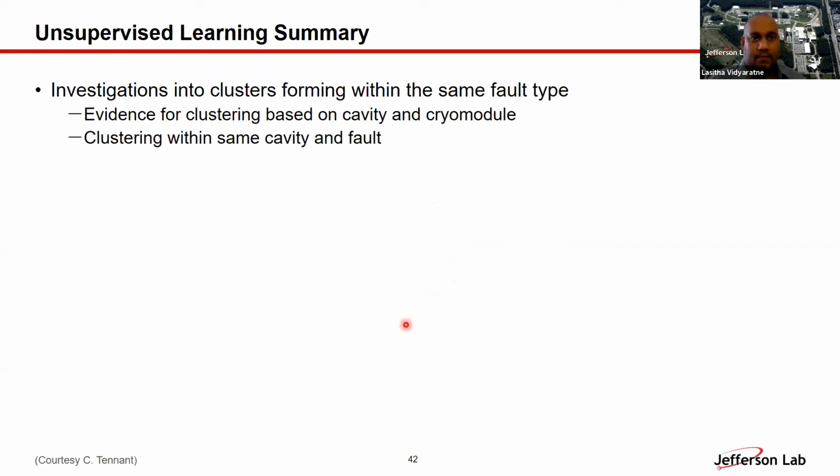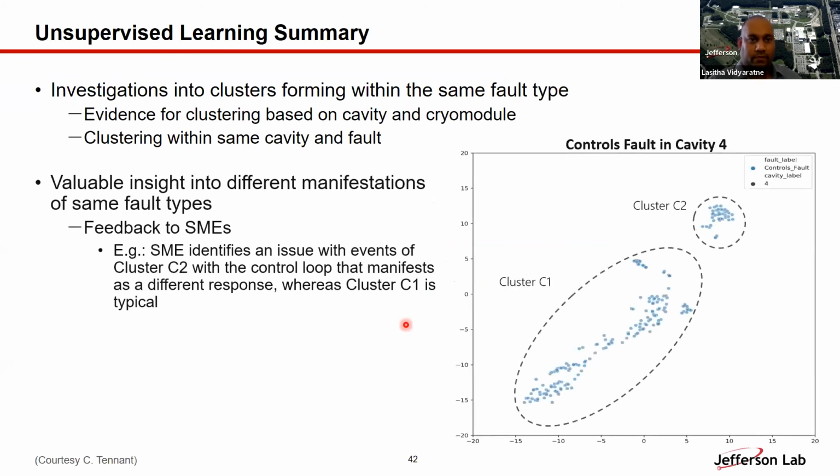And we also see some clustering within the same cavity and the fault itself. We could use this valuable insight into different manifestations of the same fault types, for example, as feedback to the subject matter experts themselves to understand these different representations. For example, in this case, the subject matter experts eventually identified that there was an issue specifically with this smaller cluster, where the control loop issue manifests as a different response in the frequency spectrum, whereas cluster C1 represents the usual typical controls fault events.